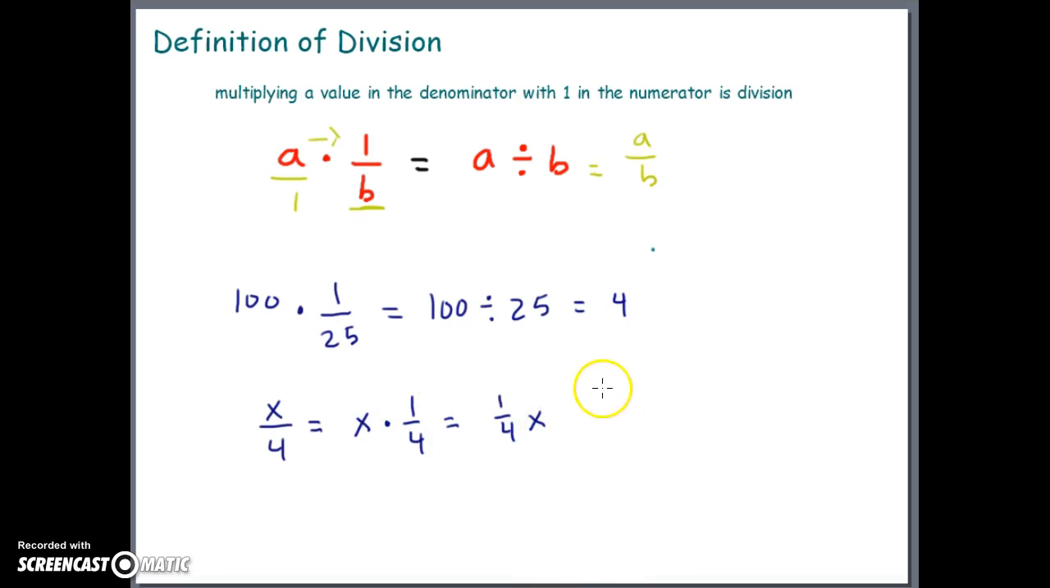A common non-example would be if you had 100 times 3 over 4. You cannot say that this is 100 divided by 4 because you do not have 1 in the numerator. So this is very important. You can only turn multiplication into division or division back into multiplication if 1 is in the numerator.